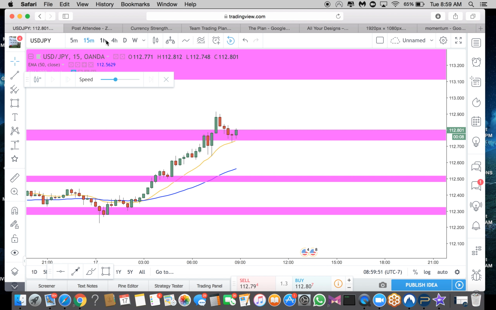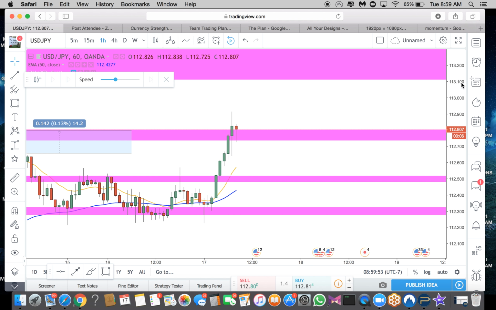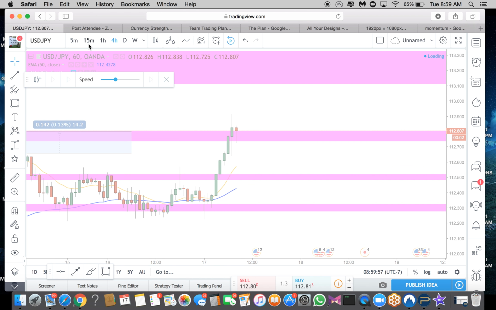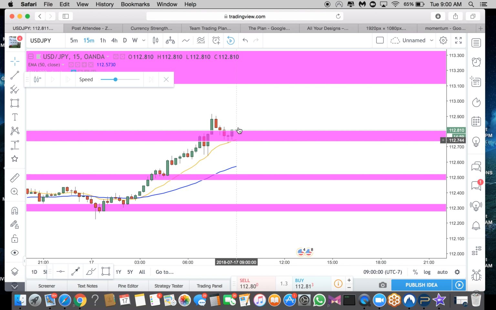Let's see what the new 1 hour looks like. We're going to make another push here. The 1 hour is making a new higher low. It wants to keep going. It just did a 15-minute pullback. It wants to keep going.